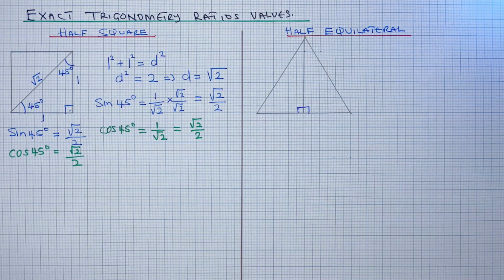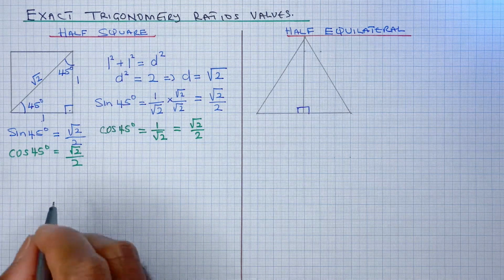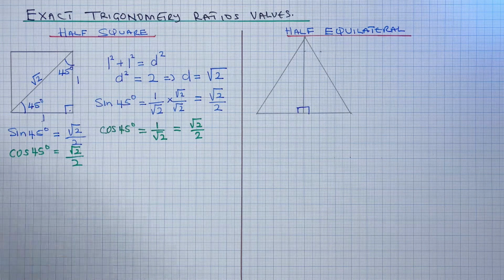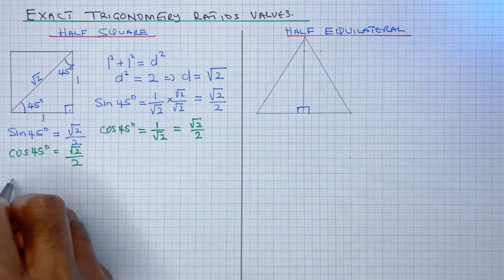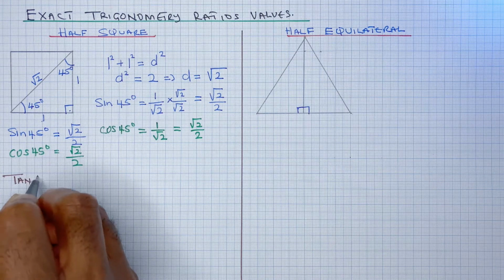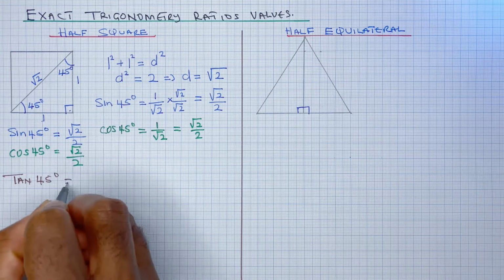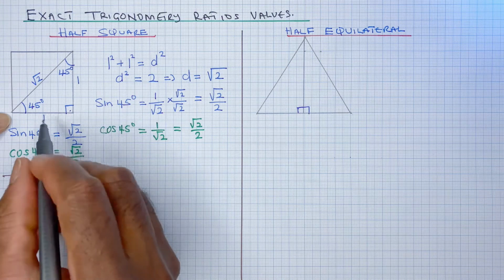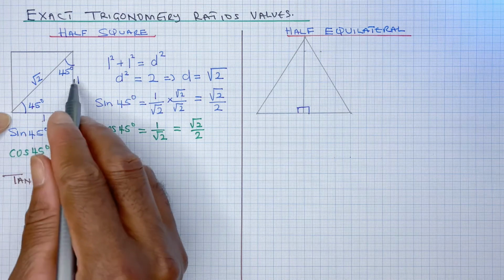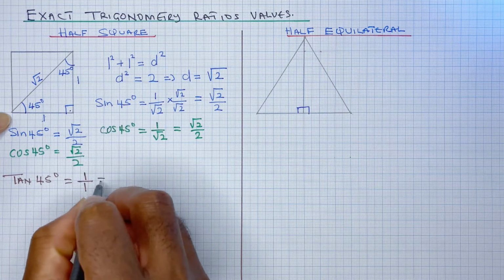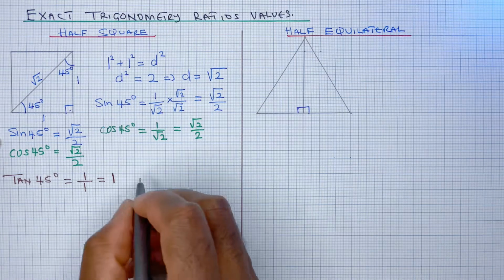What about tan 45? So tan 45, two ways we can solve that. We can actually do it from here. So let's do tan 45. Tan 45 degrees is, tan is opposite over adjacent. TOA, T-O-A, opposite over adjacent. And that will be 1 over 1, which is 1. So tan 45 is 1.